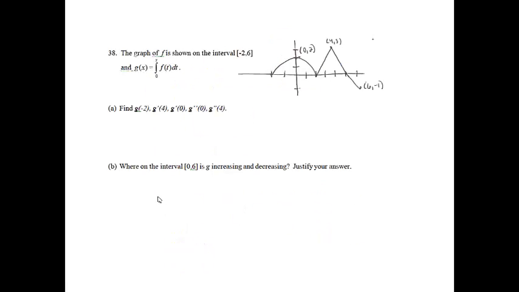Okay, last one here. The graph of f is shown on the interval -2 to 6, and g of x is the integral from 0 to x of the function. Okay, before I even start this problem, I know that g is going to be the area under the curve. I know that g prime is going to be the curve, and I know that g double prime is going to be the slopes of the curve.